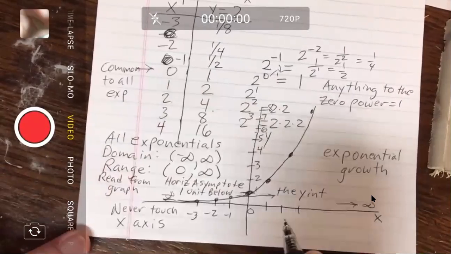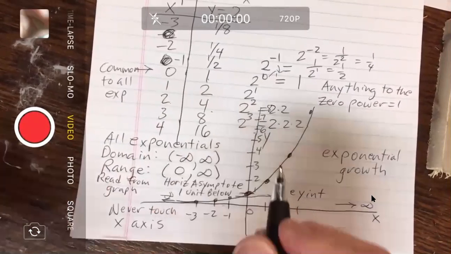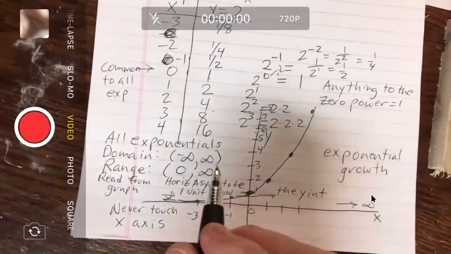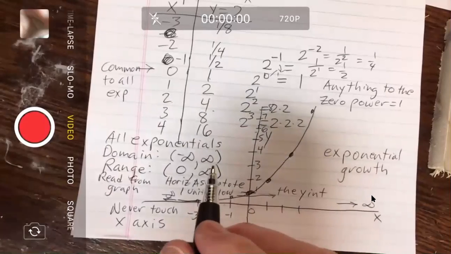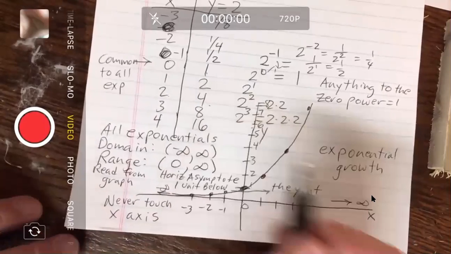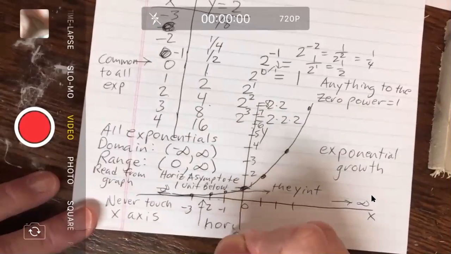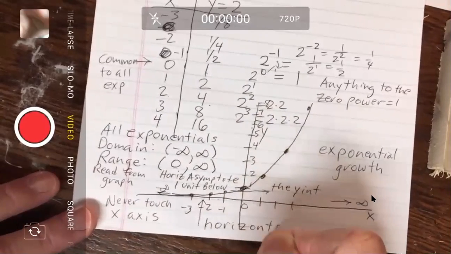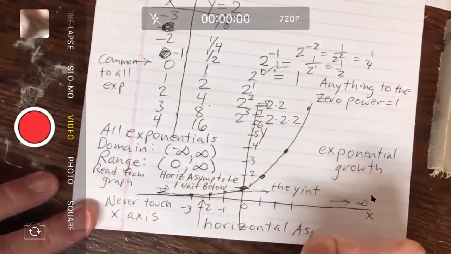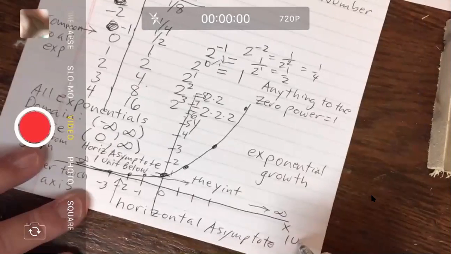You can memorize the domain. That's beautiful about it, unless they give you a fraction or something, which they won't do at the beginning here. It might be later in the chapter, but a straight exponential is real nice and easy. You can memorize it. And then the horizontal asymptote is right there, 1 unit below the y-intercept.